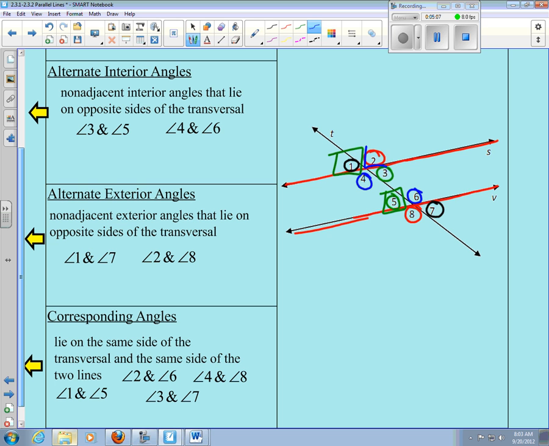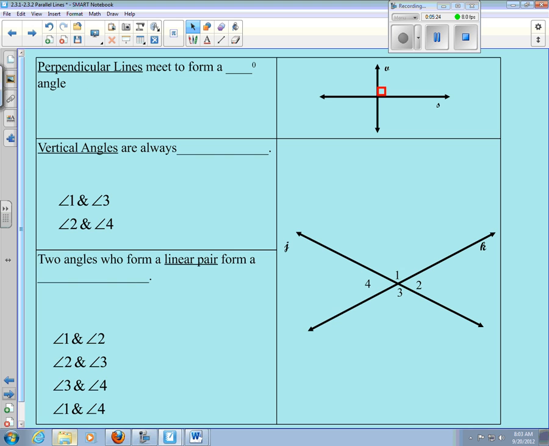We have 2 and 6. And we have 4 and 8. And lastly, we have 3 and 7. There we go, 3 and 7. So again, if I take line V and lay it on top of S, all those angles will lie on top of each other.